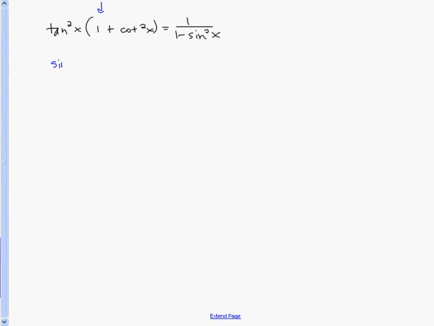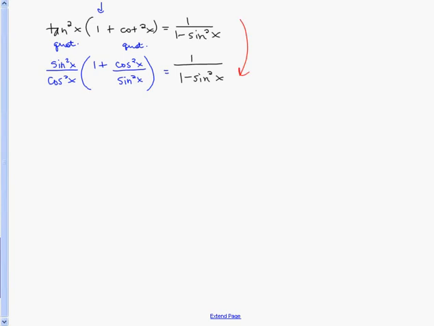So tangent squared of x is sine squared of x over cosine squared of x. That's by the quotient identity. And then I have 1 plus cotangent squared of x. Well, cotangent squared is cosine squared of x over sine squared of x. And I still have my little 1 over 1 minus sine squared of x. Notice I'm holding form. As I change things, I am only changing within the system. I'm keeping everything else the same. Don't lose the side that you're working with, okay? Don't lose it. You need it.